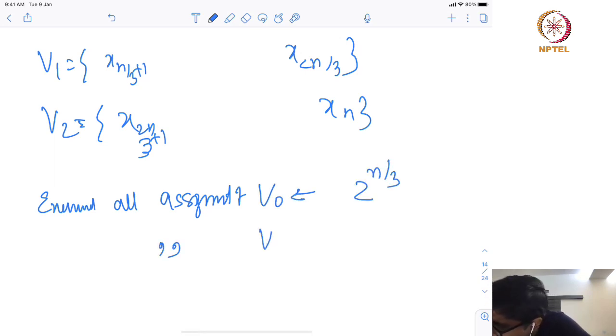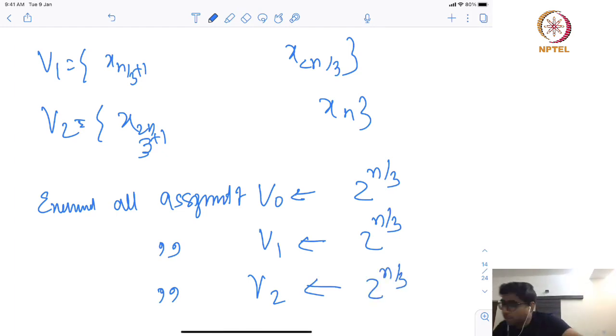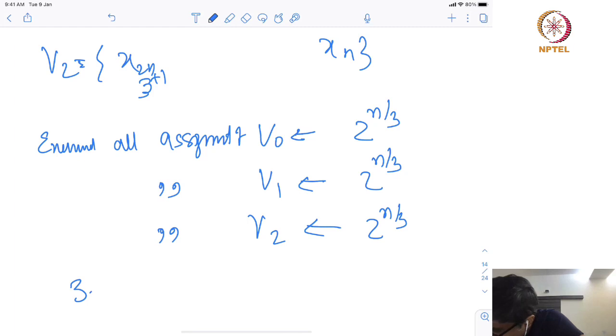Enumerate all assignments of v1. How many of them are there? 2 to the power n by 3. Enumerate all assignments of v2. How many of them are there? 2 to the power n by 3. So, in total we have enumerated how many assignments? 3 times 2 to the power n over 3.